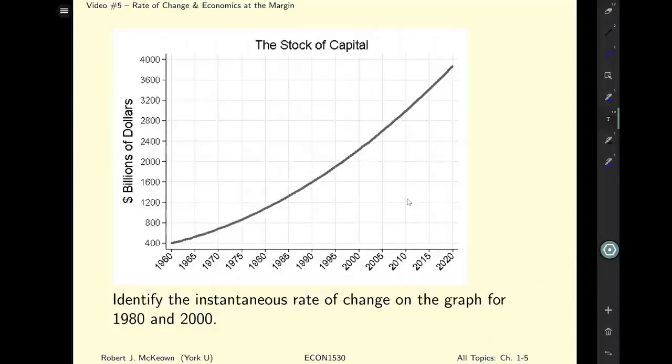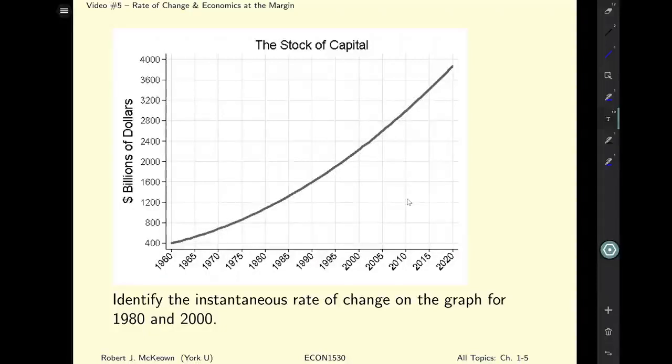Okay, so I hope the example using distance and time made a certain amount of sense to you. Now let's look at an economic example. How do we use calculus in economics?